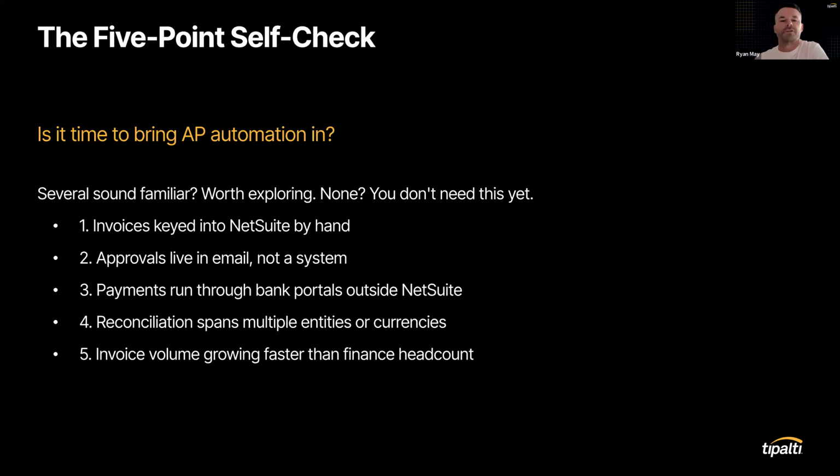So for the 5-point self-check, and this is kind of like the signing off piece that I want to leave everybody with, just to understand where your organization is at. Number 1, your team is still keying in invoices to NetSuite by hand. Number 2, approvals live in email threads, not in a system. Number 3, payments run through bank portals outside of NetSuite. Number 4, reconciliation spans multiple entities or currencies. Number 5, invoice volume is growing faster than your finance headcount.